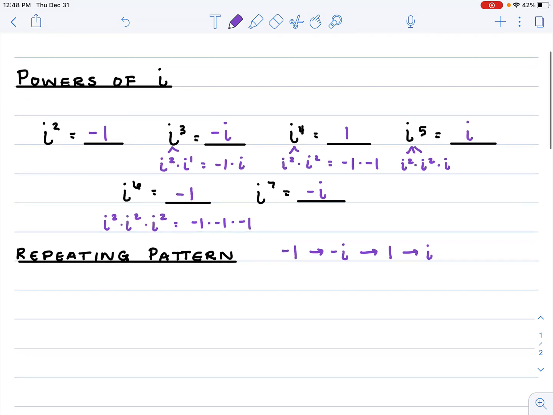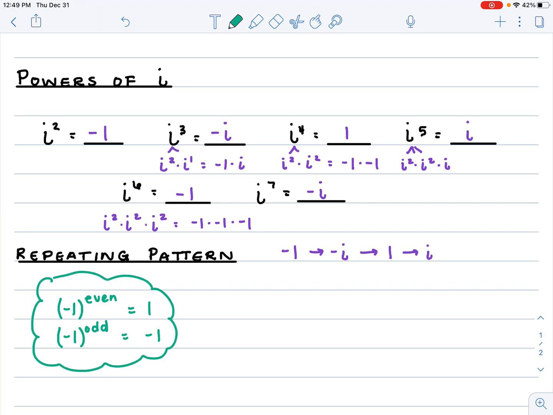All right, so I want to talk about another type of pattern that we could see. Another thing that we notice when we do these is the -1, so -1 times -1 or -1 times -1 times -1. We have patterns when it comes to -1 being raised to some power. If we have -1 raised to an even number like 2, 4, 6, 8, that will result in 1. If I have -1 raised to an odd number like 1, 3, 5, 7, 9, that will result in -1. And that's going to be a key concept for us here.